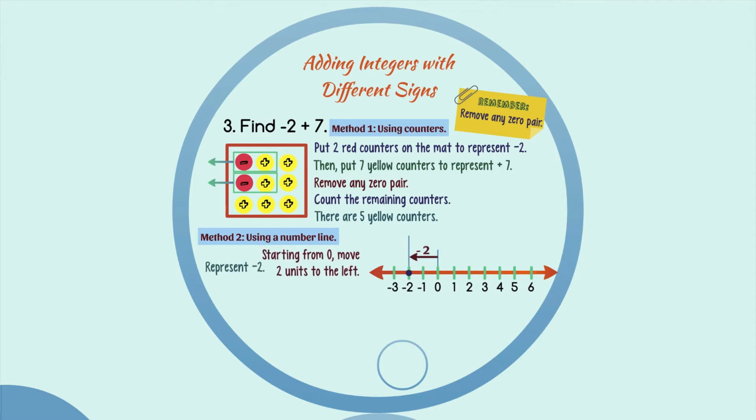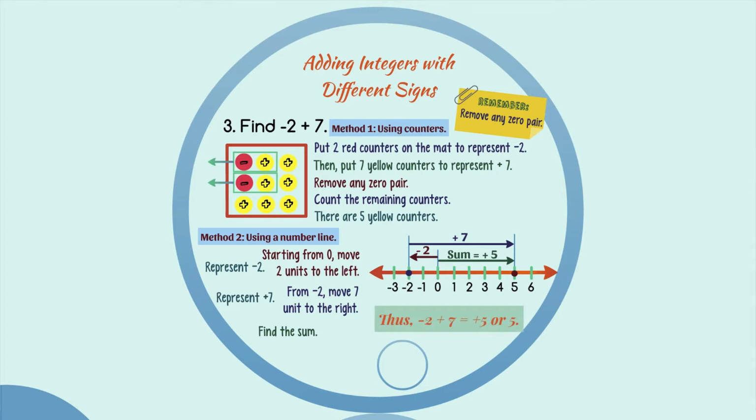-2 is represented like this. We should always start from 0 when representing the first integer. Then we pick up from where we ended and move 7 units to the right to represent positive 7. Where did we land on the number line? At positive 5. Then the sum is positive 5. And we got the same answer. Thus, -2 plus 7 is equal to positive 5, or simply 5.